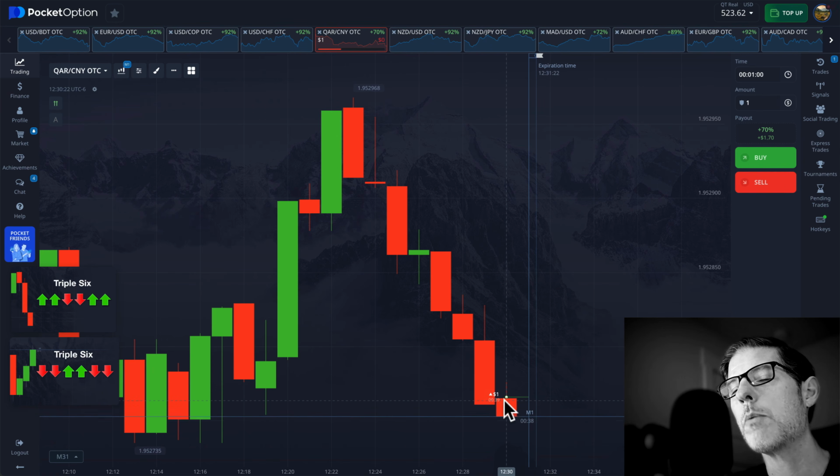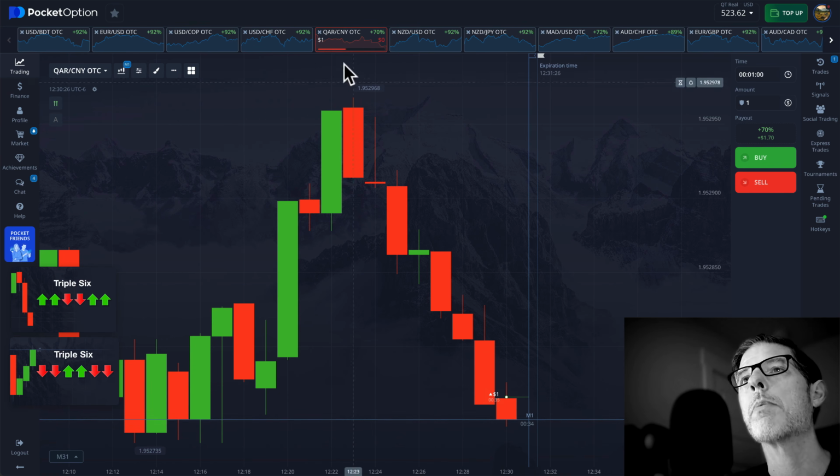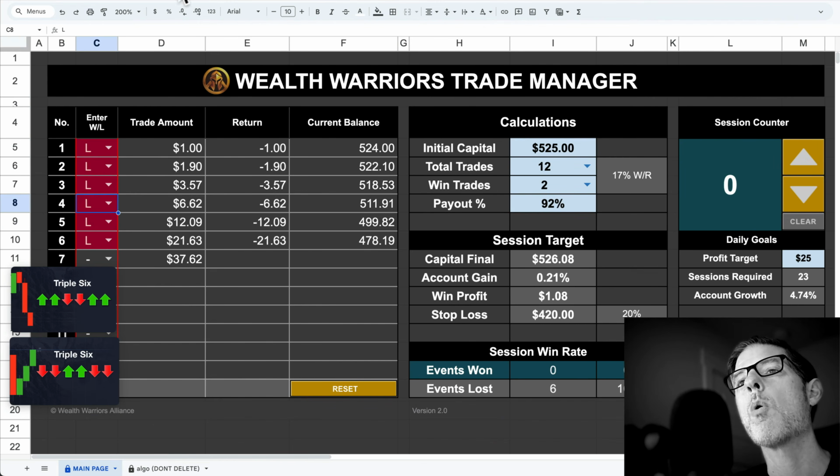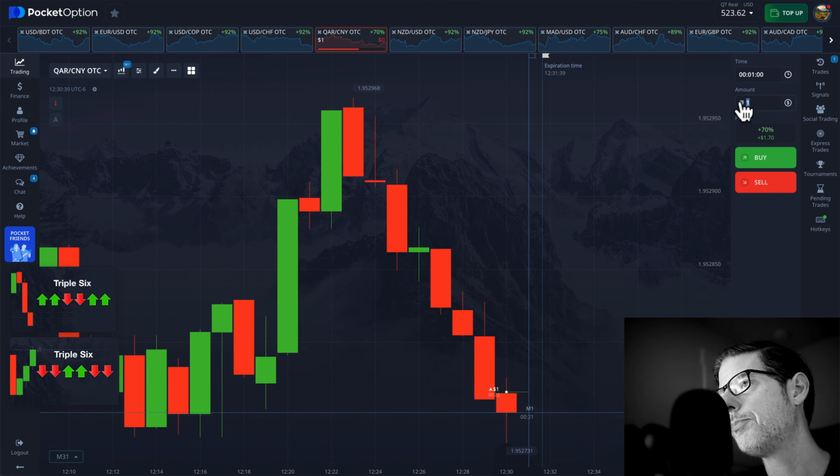So we've entered that. We have about 37 seconds to go, so I will prepare myself for the next trade. Now this is going to be 190. Remember, trade slot number 2. We just entered trade slot number 1. So 190.